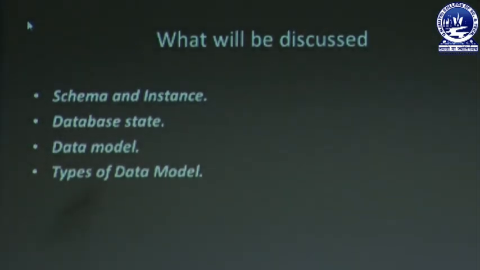What is database schema? Database schema means what? The overall design structure of the database is called the database schema, or we can say the skeleton structure of the database is called the database schema. Then what is instance of database? Instance of database means the content which is stored in the database at a particular moment or at a particular time.